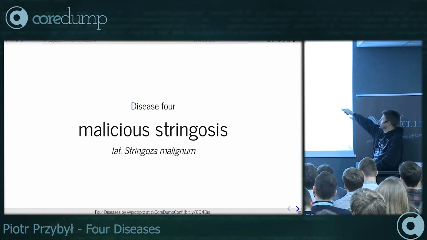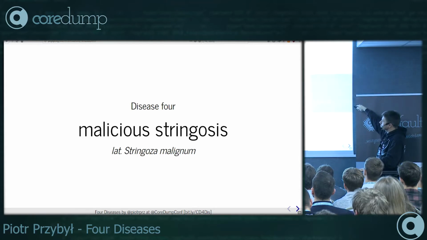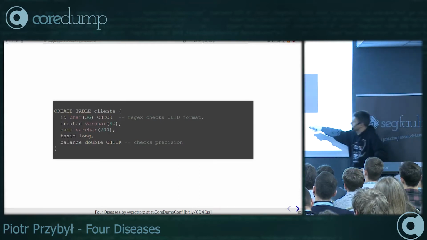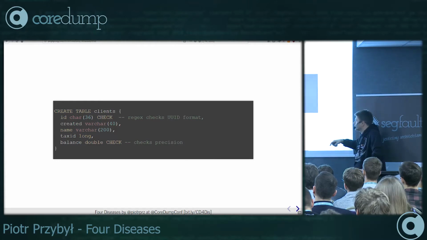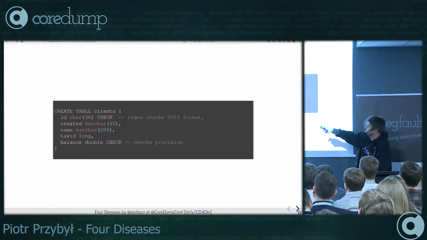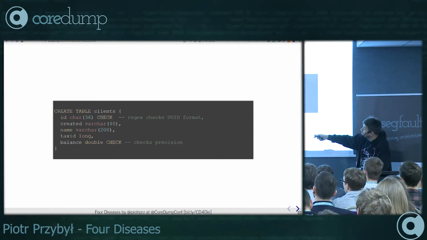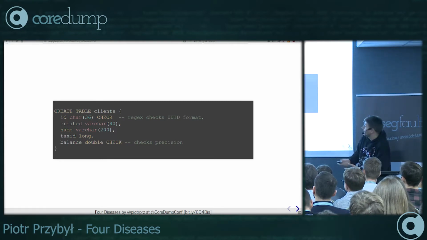So this is the disease, malicious stringosis. In Latin, stringosa malignum. And there's another table. This is the other end of the system, mind you, that we are examining right now. So it has this ID, which is 36 characters because we need to keep the UUIDs in here. This created our own beloved friend, and we have a name, which is okay. This is tax ID, kept as long. It's like a NIP in Polish. And we have this balance, which is a double, and there's some check because we check precision.